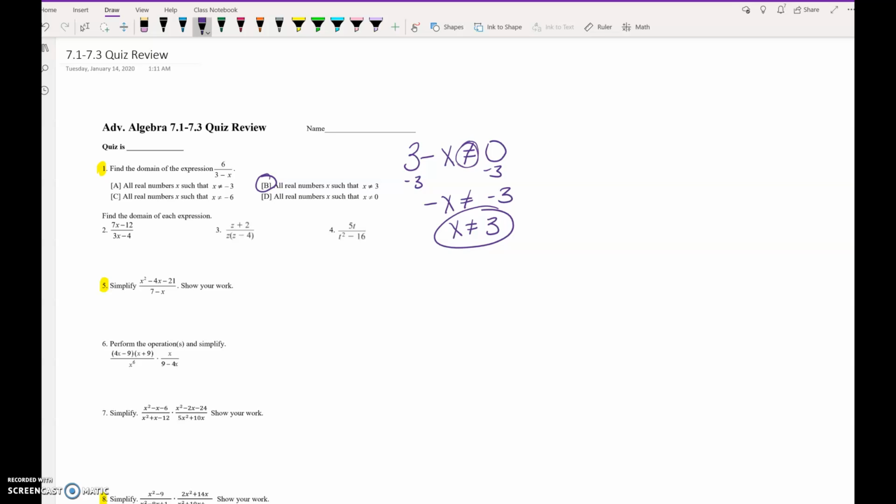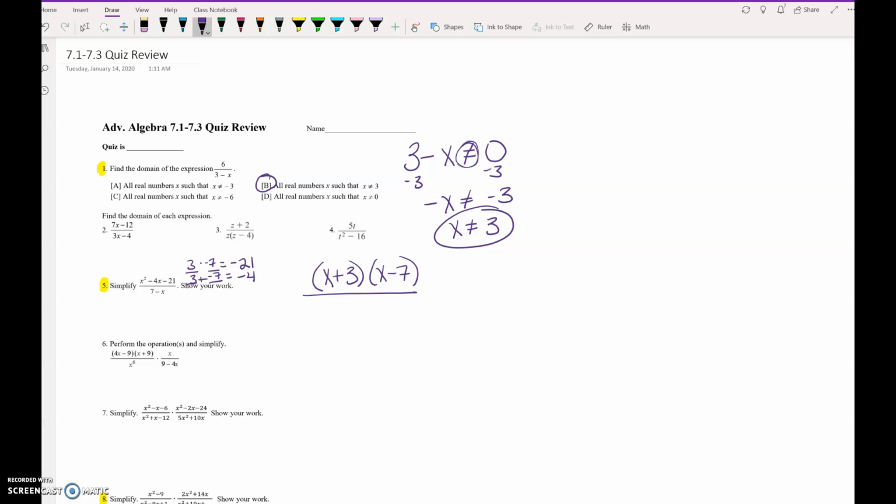Number 5, simplify. You need to factor and see what is the same on the top and the same on the bottom. On the top, when we factor that, we are looking for 2 numbers that multiply to give us negative 21 and add up to negative 4. That would be 7 and 3, so it'd have to be 3 and negative 7. So the top factors into x plus 3, x minus 7.